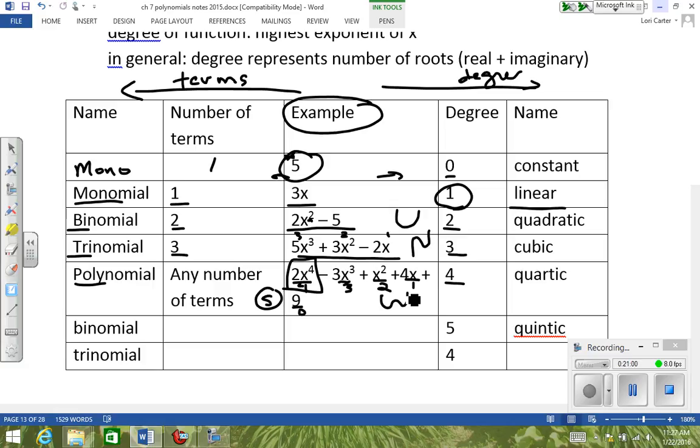Now we have to make up terms. Okay, these next two you have to do. I'll help you with this first one.